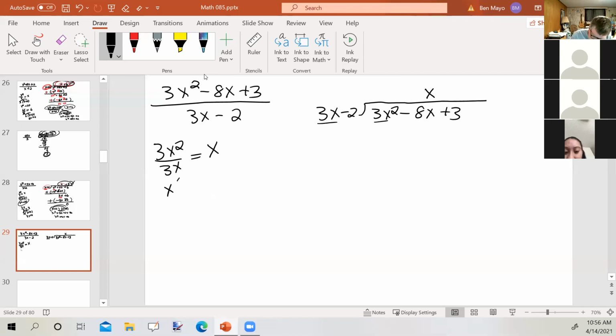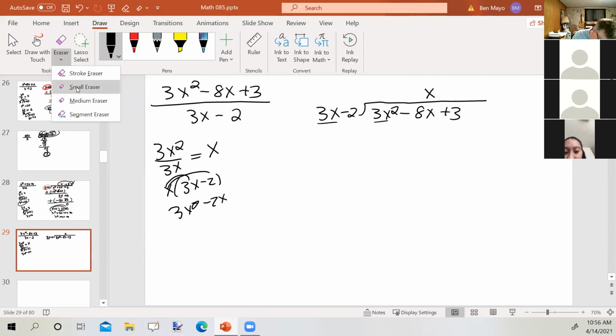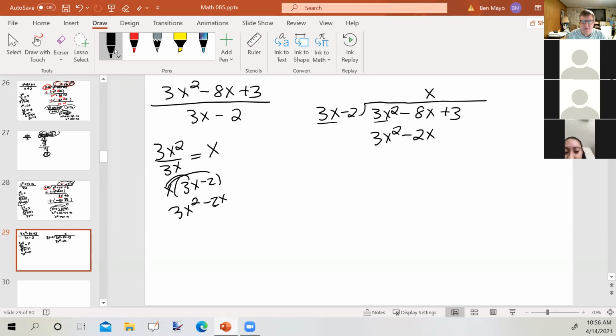Then we'll take that x times the divisor, the 3x minus 2, and distribute. 3x squared minus 2x. 3x squared minus 2x, which I'll write up here. But I'm going to subtract that quantity from what's up above, but I'm going to change it to addition of the opposite.